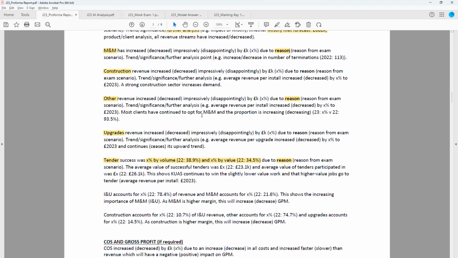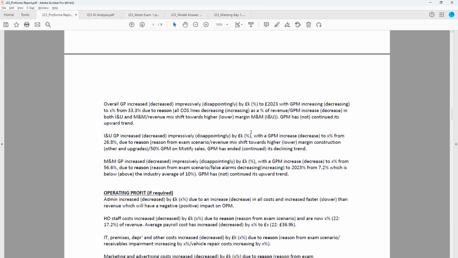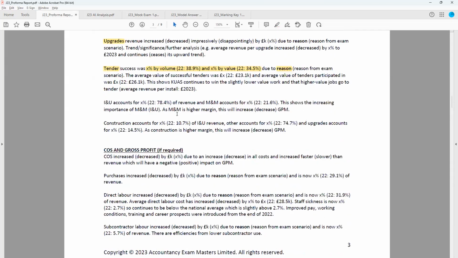So we're not even doing profit yet. You might want to just kind of go down and scribble that on. If you're going to look at M&M separately, you just kind of scribble that on as a reason there from the exam scenario.